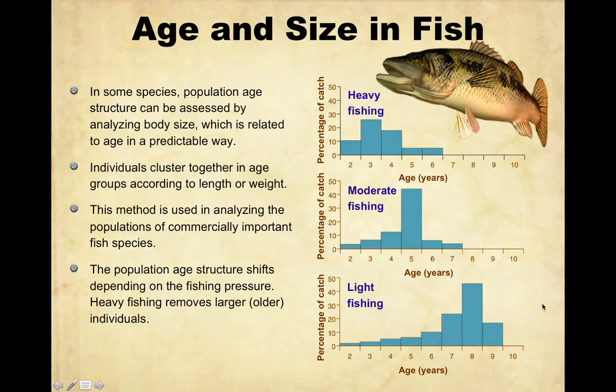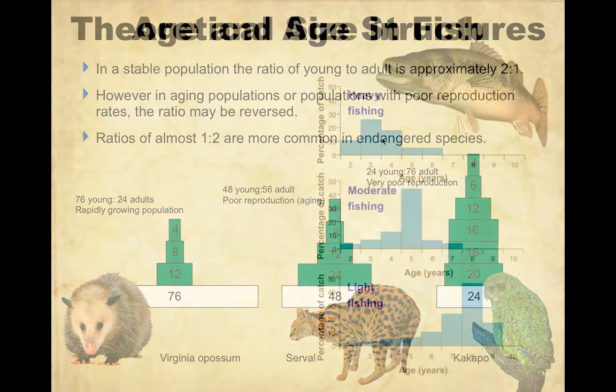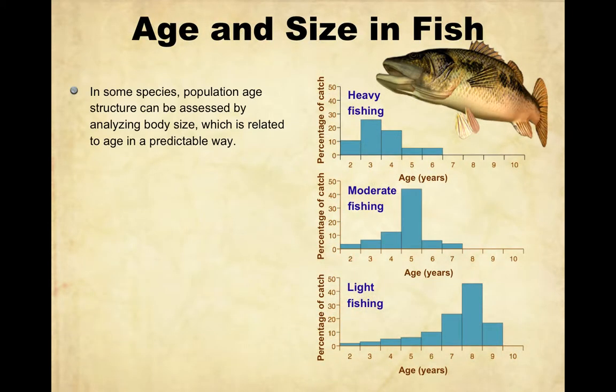Where there's light fishing, you'll see a lot of bigger, older fish that are either of reproductive or post-reproductive age. And you'll see a fair amount of fish that are of the reproductive age and then a few of pre-reproductive age, okay? So it's basically the population pyramids that we just saw turned on their side, okay?